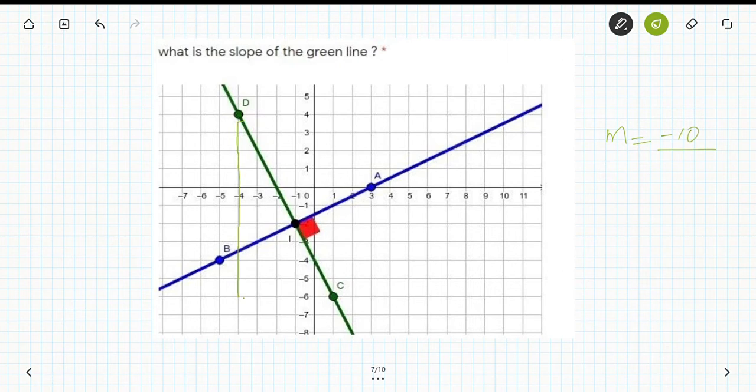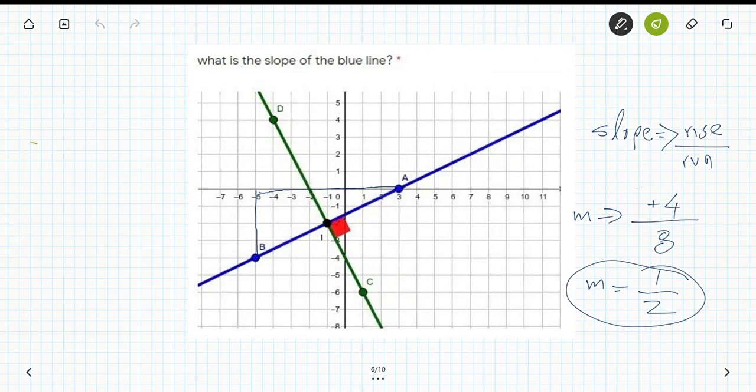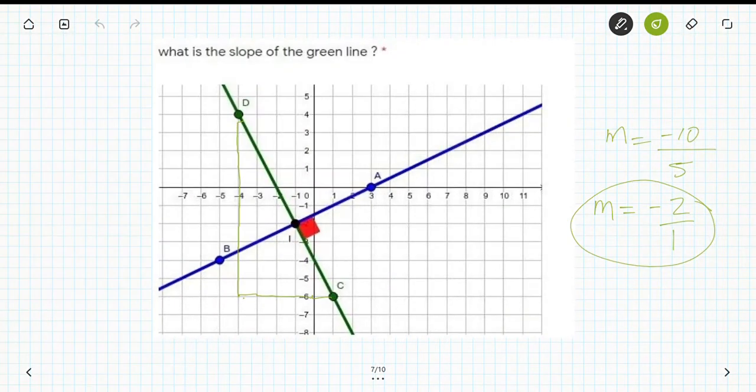And how many did we go to the right? So that's going to be 1, 2, 3, 4, 5. So that means it's 5. Okay. And if you plug this into your calculator, you're going to get negative 2 over 1. Okay. Important. Notice something though. Notice that the slope of this one is 1 over 2. And the slope of this one is negative 2 over 1. Okay, something funny happened. Okay, so let's keep going.